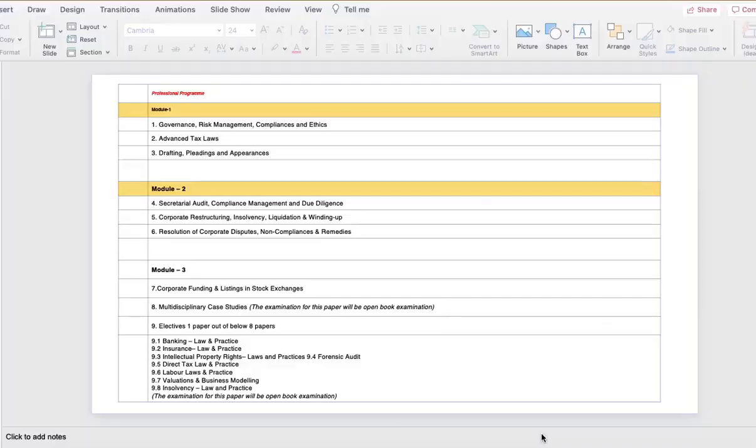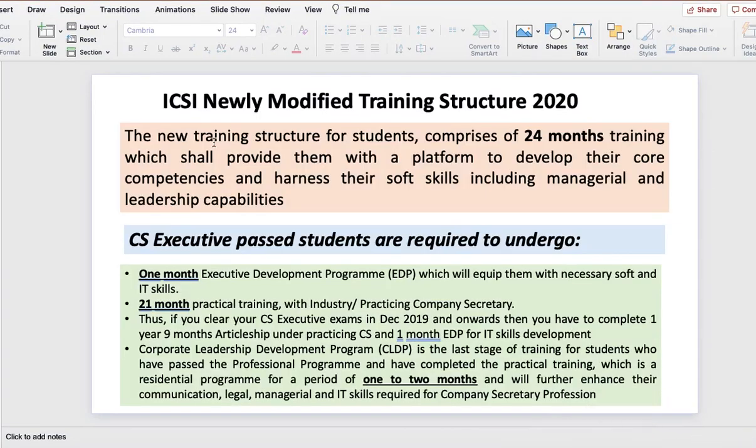Let's look at the training structure. The new training structure for the students comprises 24 months, which shall provide them a platform to develop their core competencies and harness their soft skills, including managerial and leadership capabilities. So currently, for people from 2020 onwards, if you have registered for CS, your training schedule is going to be like this: 1 month executive development EDP, which will equip them with necessary soft and IT skills. 1 month soft skills, because overall 24 months, 1 month soft skills compulsory.